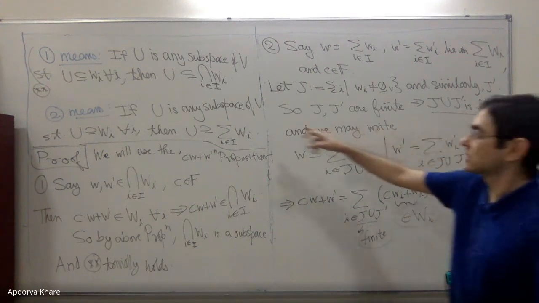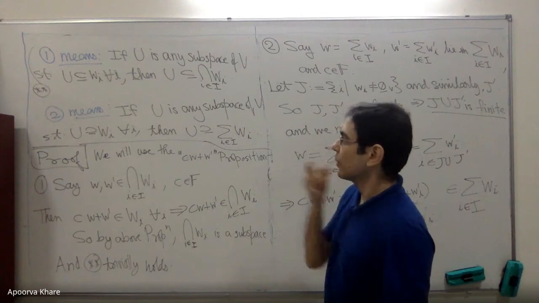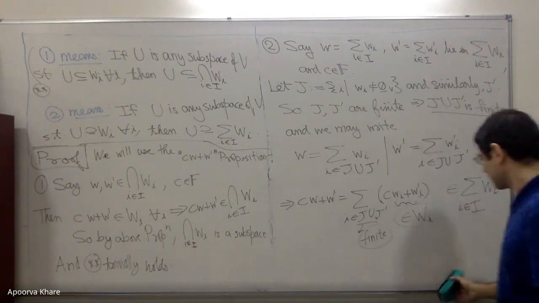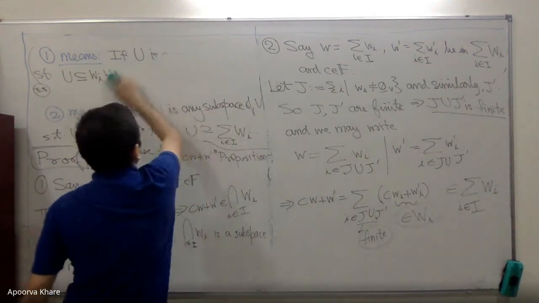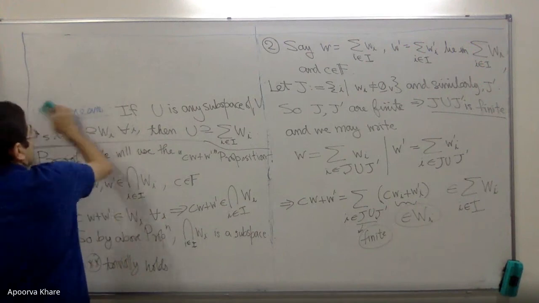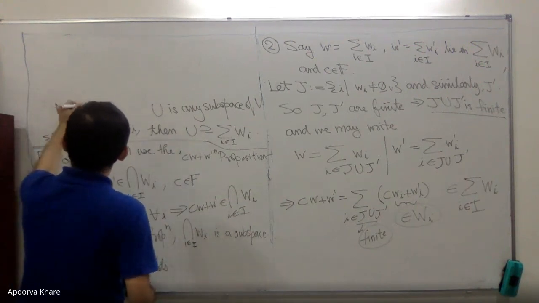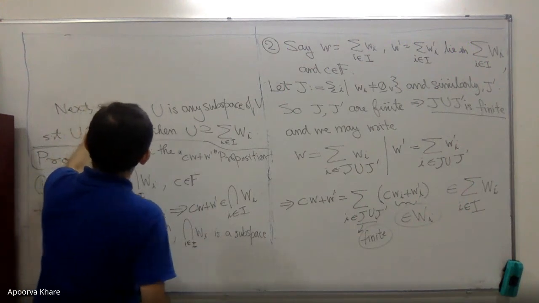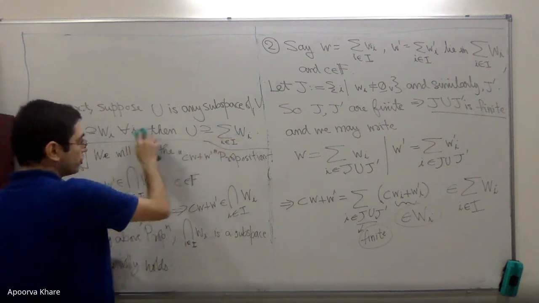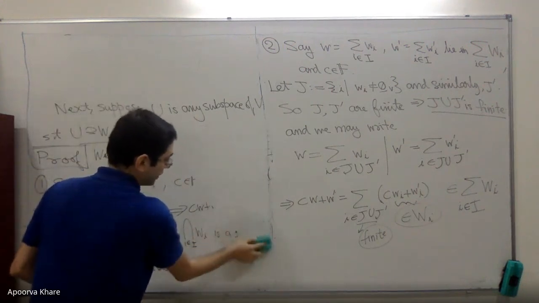Now I want to prove this smallest one. So why is this true? The point is you can again do the same thing. Maybe I'll just erase this and write that up. Now suppose, next, suppose U is any subspace of V. I want to prove that U must contain the Minkowski sum. Okay, fine. Let's do that.